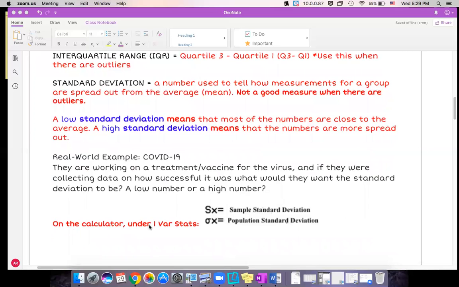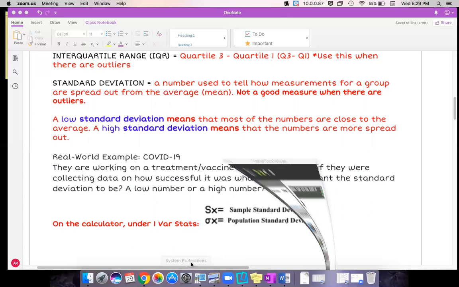And then on the calculator, this is under your one variable stats, and Sx is your sample standard deviation, and this little sideways P is your population standard deviation. They both work. For my class, you're probably going to use the one that has this sideways P, and I'll explain next week how you know the difference of when to use which one. So at this point, use whichever one.